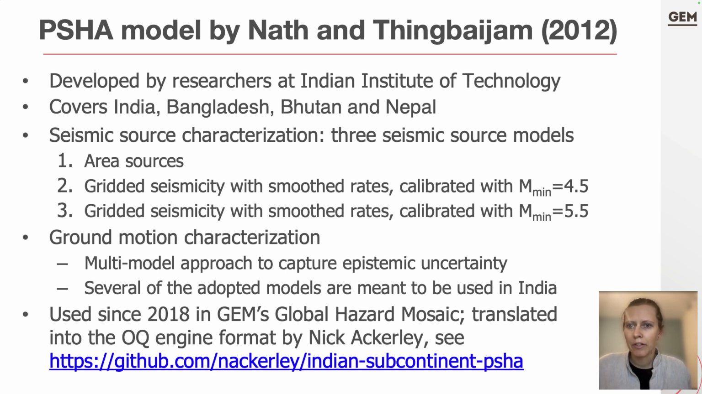The seismic source characterization uses 3 seismic source models. All of them are based on distributed seismicity. The first is an area source model, dividing the area into polygons. The same polygons are used in the other 2 source models, which use gridded seismicity with smoothed rates that depend on the past occurrences of earthquakes. These 2 different layers are calibrated with different ranges of magnitudes from the observations, based on the minimum magnitude.